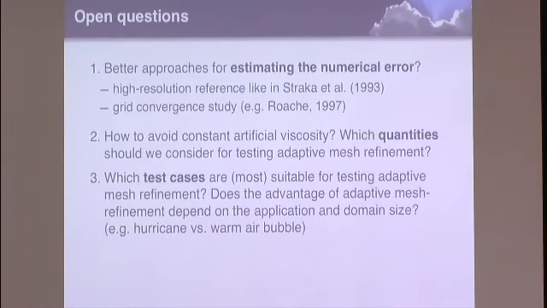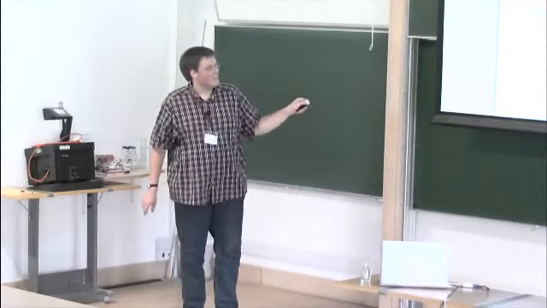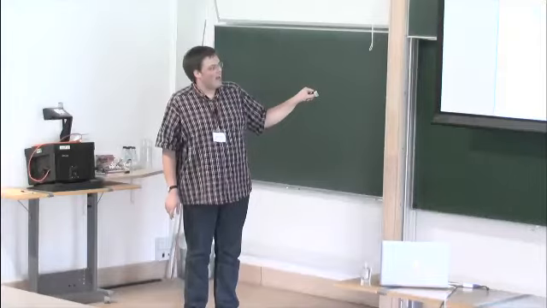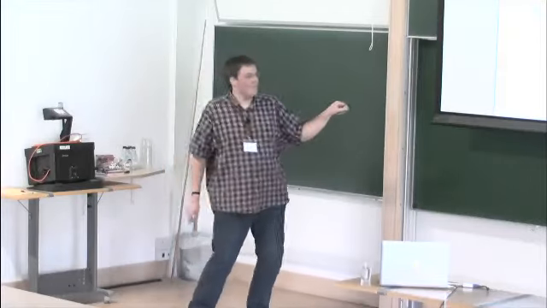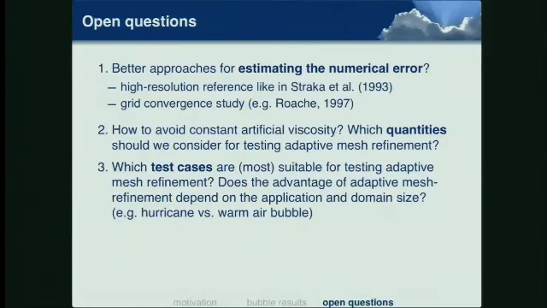Another couple of questions is which test cases are suitable or even most suitable for testing adaptive mesh refinement? And does the advantage of adaptive mesh refinement depend on the application? And does it depend on the domain size? For example, I would like to see a comparison of the efficiency of adaptive mesh refinement between a hurricane simulation and a warm bubble simulation. I would like to know which one is better suited for adaptive mesh refinement.